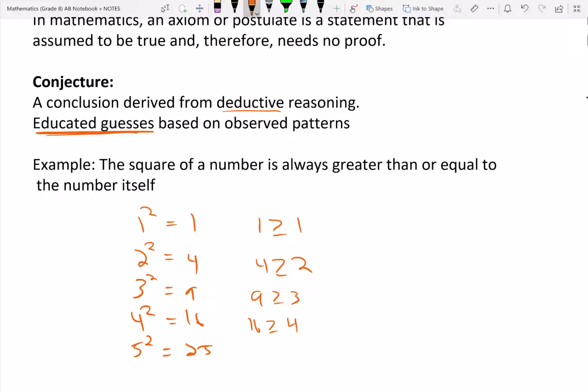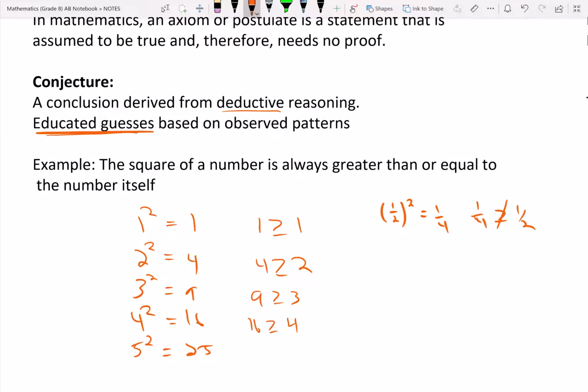And you're like, oh, I'm going to make a conjecture. You have not proven anything. It turns out that this conjecture is actually false. Conjectures are not always true, because later when you get to higher levels of math, you'll see that if you square 1/2, you get 1/4, and 1/4 is not greater than or equal to 1/2. And so this conjecture is false.